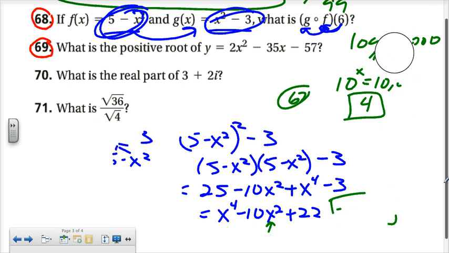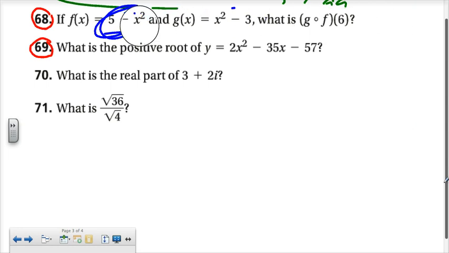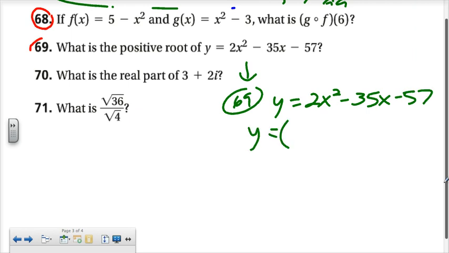Now, number 69. Number 69 could just be done by graphing. This one asks, what is the positive root of y equals 2x squared minus 35x minus 57? However, my hope is that you look at this and say, hey, that's a quadratic. I wonder if that isn't factorable, because it is. All right, so what we need to remember is we need two numbers in the front that will multiply to 2, and those combinations would be 1 and 2, 2 and 1.